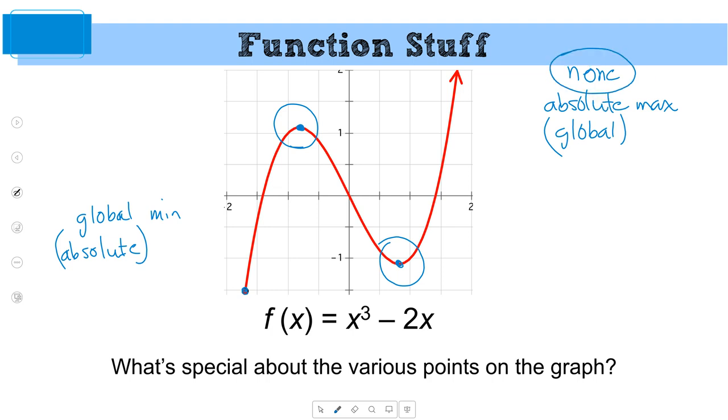Okay? Because remember, infinity is not a number, it's a concept, and it goes on and on and on. You can't ever get to the highest point, therefore it doesn't have an absolute max. Okay, so are we okay with those two terms? It takes into account the entire picture.